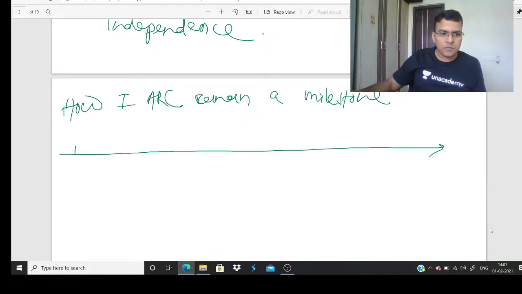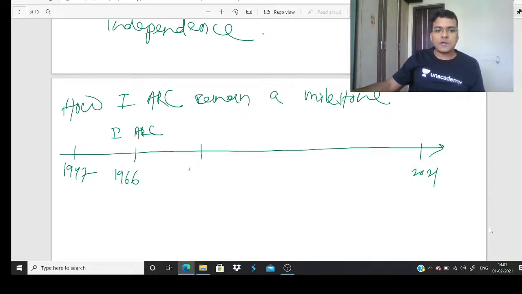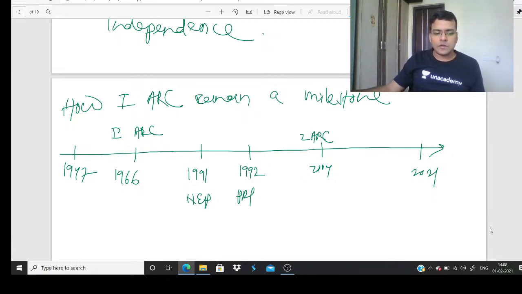This is 1947, suppose 2021. So the major reform or development that has taken place in India, you can say the first ARC in 1966. After that, in 1991, new economic policy, this is a second reform. In 1992, PRI, it is one of the reforms, and in 2004, second ARC. So this way the development is going on, and we discuss today about first ARC.